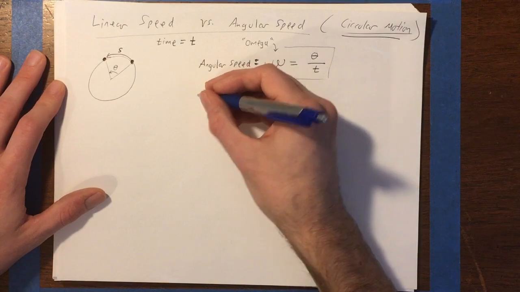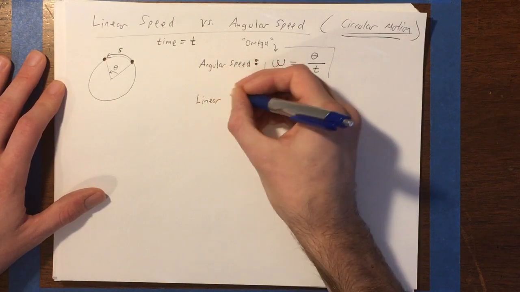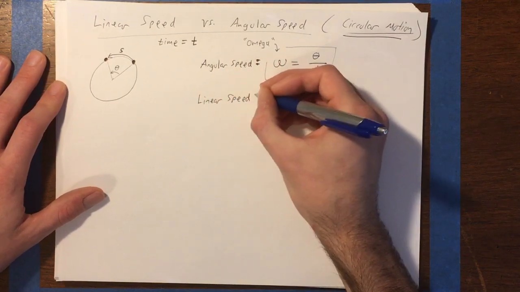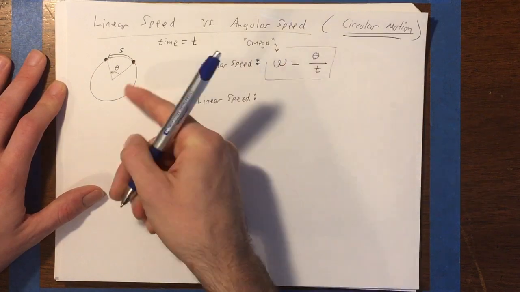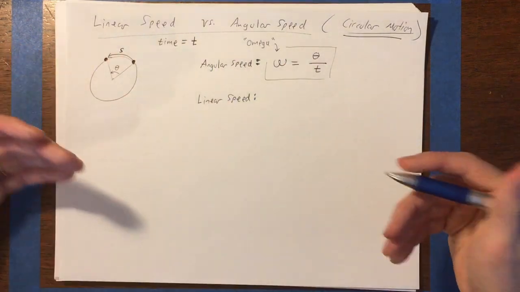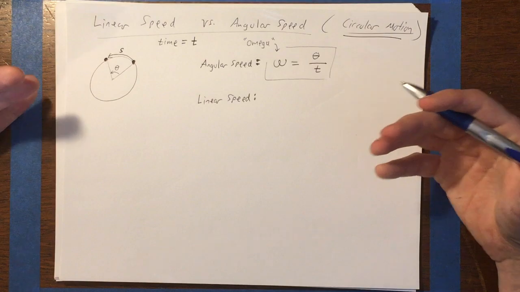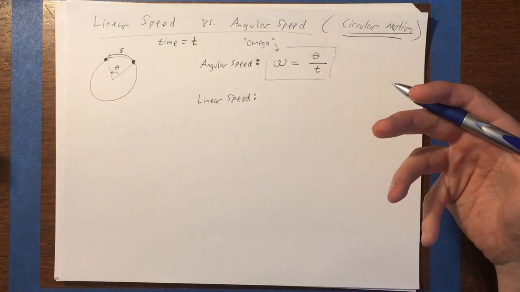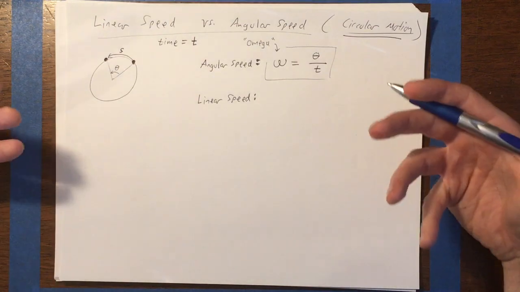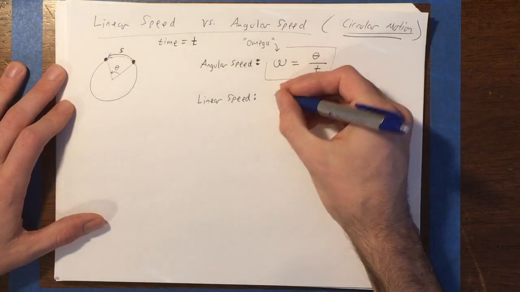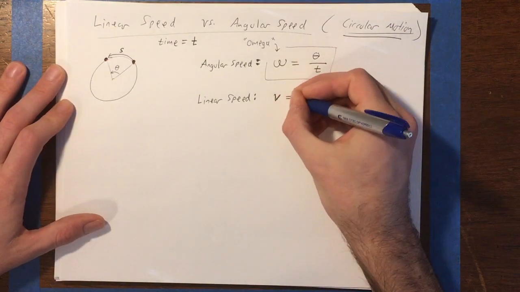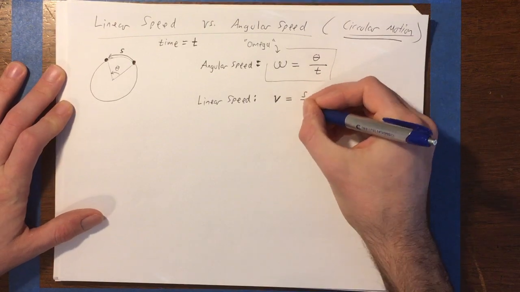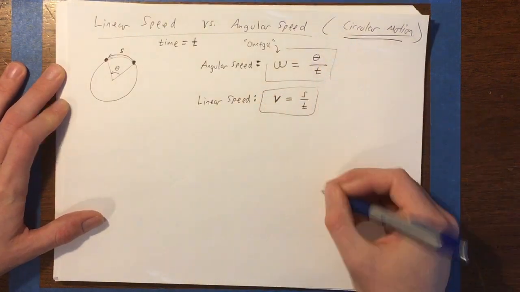The other type of speed is linear speed, and linear speed is how fast the object is actually moving around the circle. When you talk about speed, generally this is the type of speed you mean. Like, how fast is it going? How much distance does it travel, divided by the amount of time? So that one is represented by the letter v for velocity, and that's going to be s divided by t, where s is the arc length.